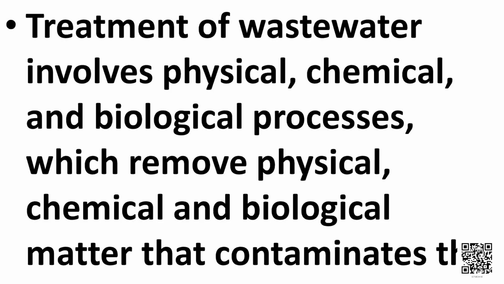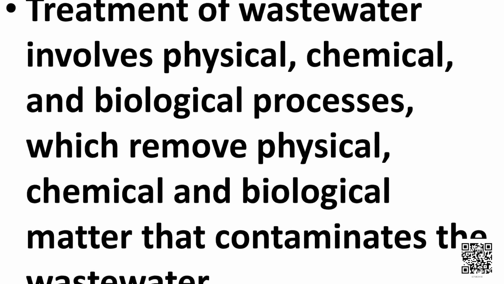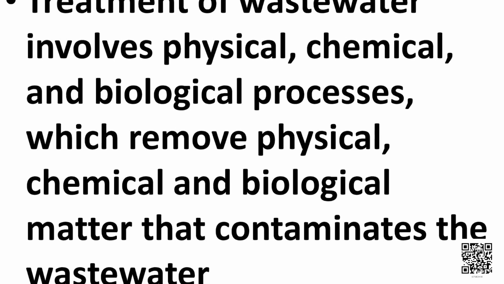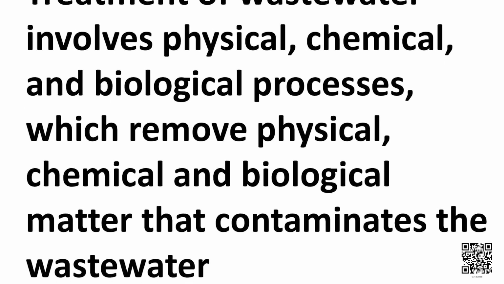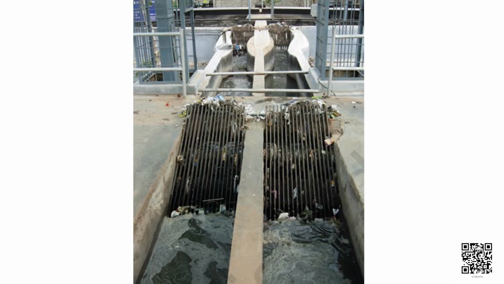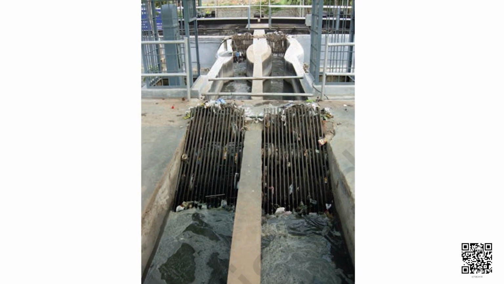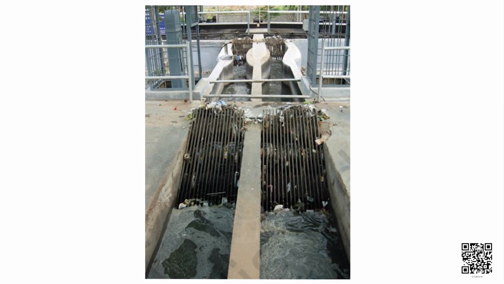So students, the treatment of wastewater involves physical, chemical and biological processes which remove physical, chemical and biological matter that contaminates the wastewater. So wastewater in the first stage is passed through bar screens so that the large objects like rags, sticks, cans, plastics, packets, napkins, etc. are removed, as you can see in this picture.